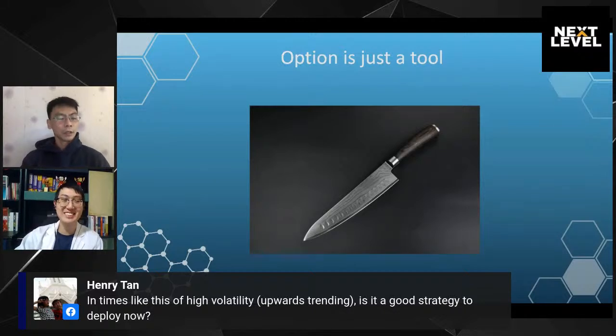That's true. Okay, so in terms of high volatility and an upward trend, is it good to deploy the strategy now?